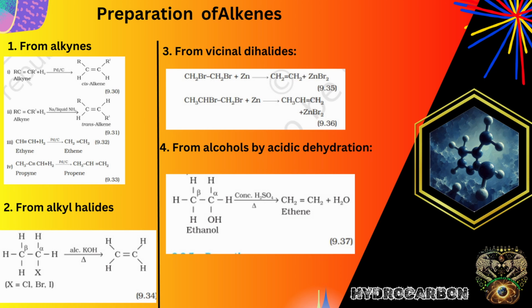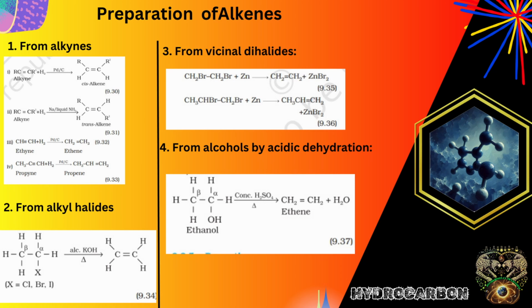Another method involves the dehydrohalogenation of alkyl halides. When alkyl halides are heated with alcoholic potassium hydroxide, a molecule of hydrogen halide is eliminated, forming an alkene. This is an example of a beta elimination reaction, where the hydrogen is removed from the beta carbon, that is, the carbon adjacent to the one bonded to the halogen.